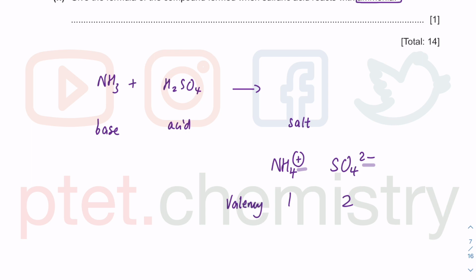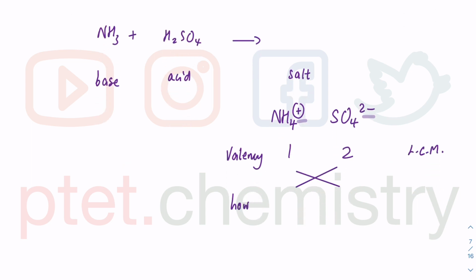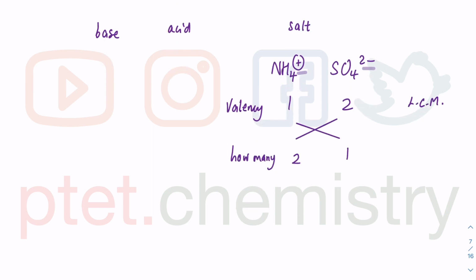We just bring down the value. We crisscross because that is what you call lowest common multiple. Your objective is to cancel out the charges. So how many of these ions do you need? 2 goes to the left, 1 goes to the right. So how many of these things on the left? You need 2 of them.